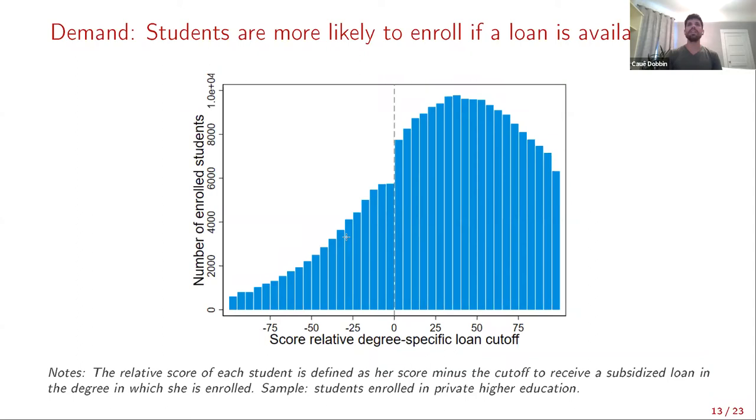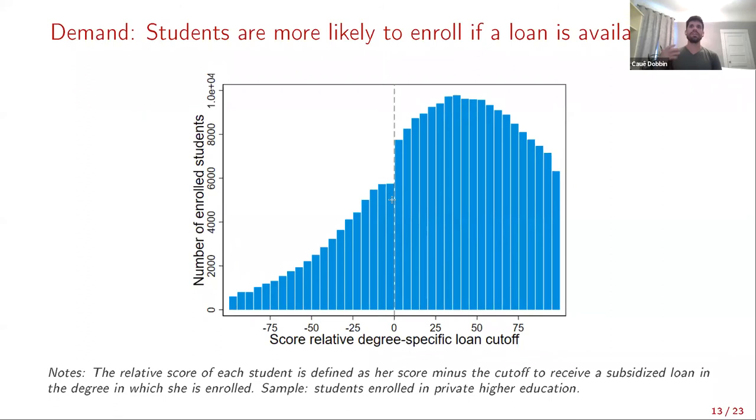So we have many more people enrolling in degrees for which they barely have enough points to get a loan than people enrolling in degrees for which they could not get a loan. And the reason that's happening is because people are selecting into degrees for which they could get loans. People are choosing to enroll in degrees for which they could get loans. I won't show that today, but later when I move into my model, I'm going to be using the size of this jump to measure exactly how much loans change student preferences.